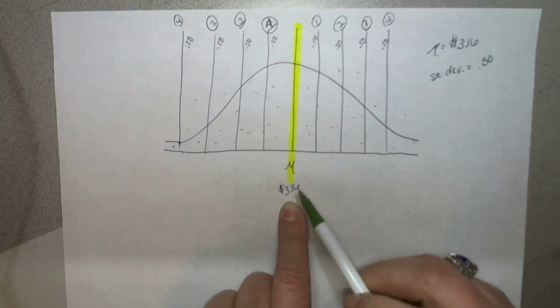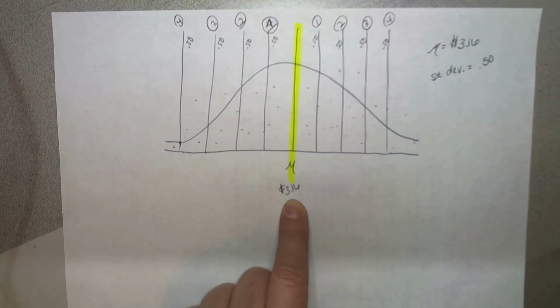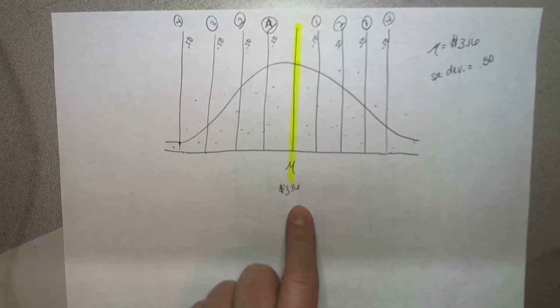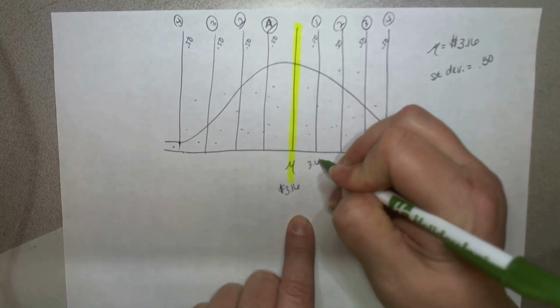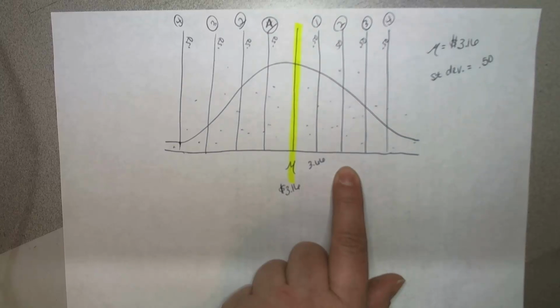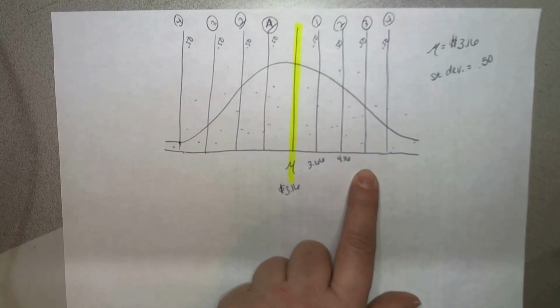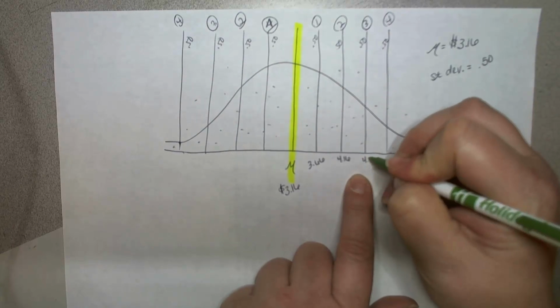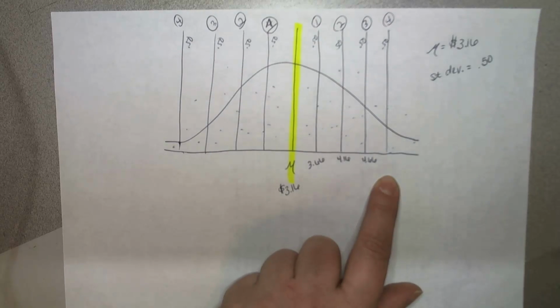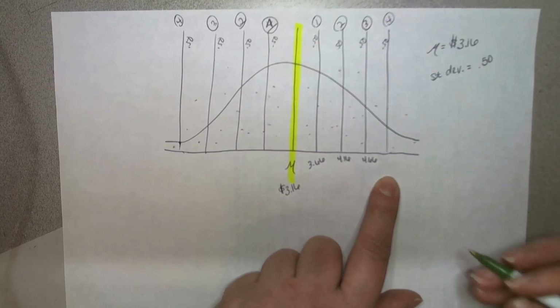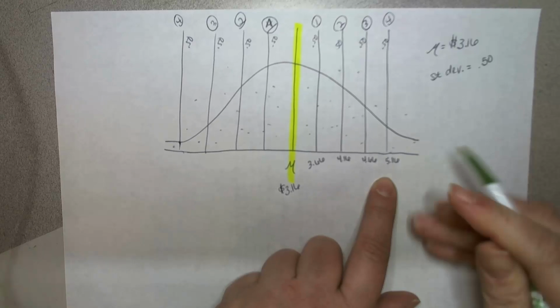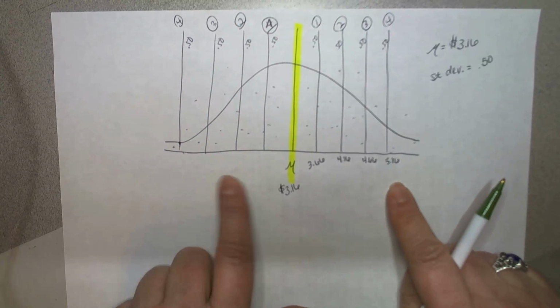All right. So here, when we're looking at this example, and we have a mean of $3.16, and we add 50 cents to it, we end up with $3.66. And then when we add another 50 cents, $4.16. And when we add another 50 cents, we end up with $4.66. And then when we add another 50 cents, we end up with $5.16. And it works the same way going to the left.